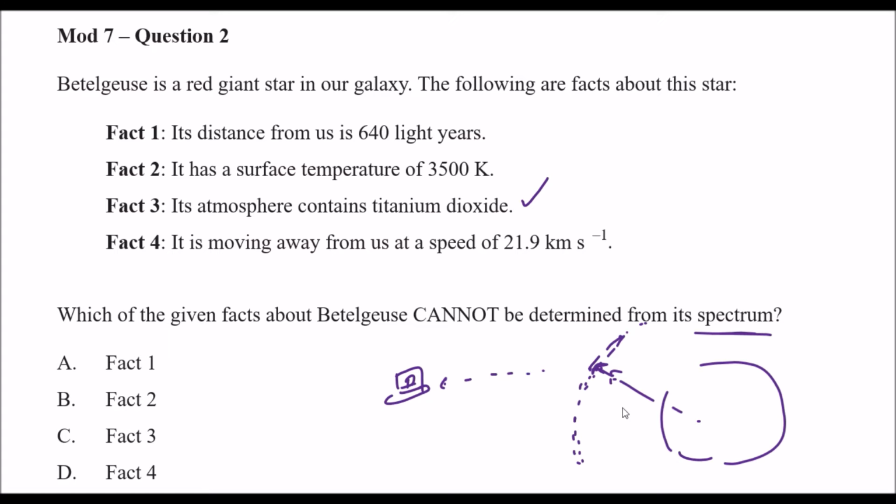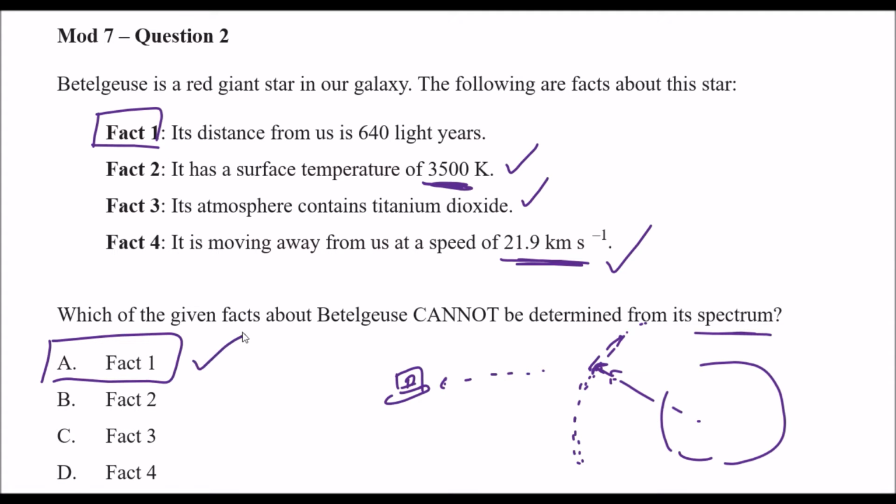We can also work out the surface temperature. If you recall, the intensity of the lines or the quantity of the different colors of light can also tell us the surface temperature. And as we said before, with the Doppler effect, you can certainly work out how fast the object is moving towards you or away from you. So the only other option remaining is distance. We can't actually tell the distance of a star using spectra. We need to work it out through a different way. So let's go through question 3.